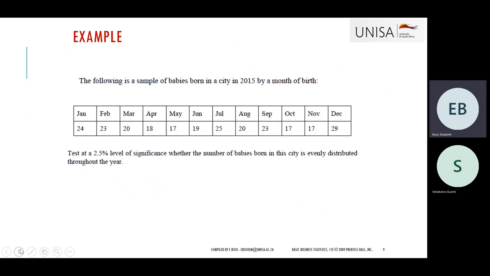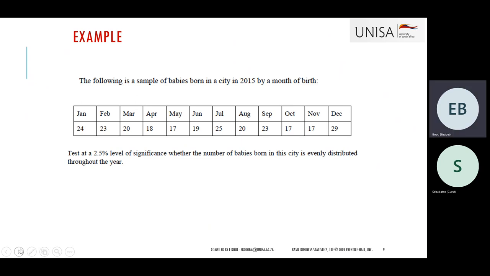So let's look at the chi-square goodness of fit test. If we're given this example, especially with the goodness of fit test, it means you will be given a table with only one measure. For example, this follows a sample of babies born in a city in 2015 by month of birth. Babies born in January were 24, in February 23, and so on, until December, when 29 babies were born in that city in 2015.